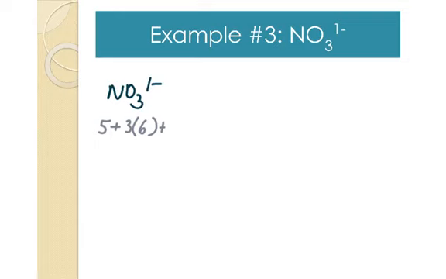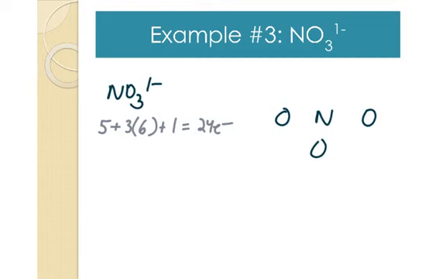And I've got this pesky 1-, which means add an extra electron for a grand total of 24 electrons here. Again, nitrogen is my unique atom. It's going in the middle. And then I'm going to put my O's symmetrically around the outside. Time to put electrons in.